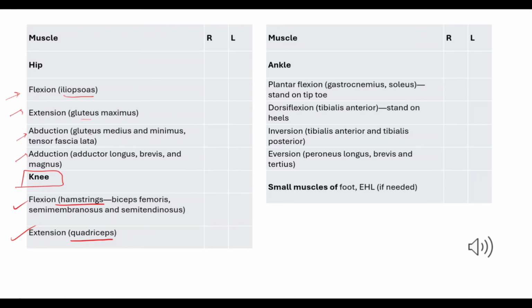We finish our muscle power checklist at the ground level, that is the ankle. We test plantar flexion by having them stand on their tiptoes, dorsiflexion by having them stand on their heels, alongside inversion and eversion. If clinically indicated, we finish with the small muscles of the foot and the extensor hallucis longus. And with that, your complete motor power screening sheet is fully executed.